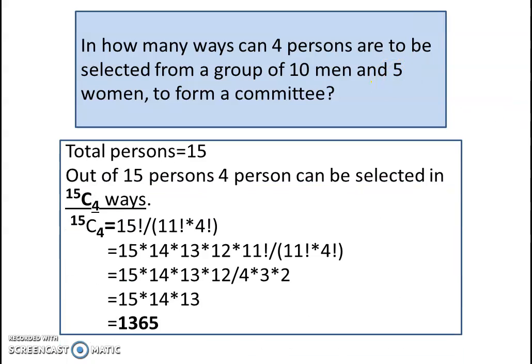So the answer will be 15C4, and we can calculate the value of this combination using the formula 15 factorial divided by 11 factorial into 4 factorial, and the steps are clear as we discussed earlier. So after calculating this, the value is 1365. That means 1365 ways are there to select 4 persons out of 15, right?